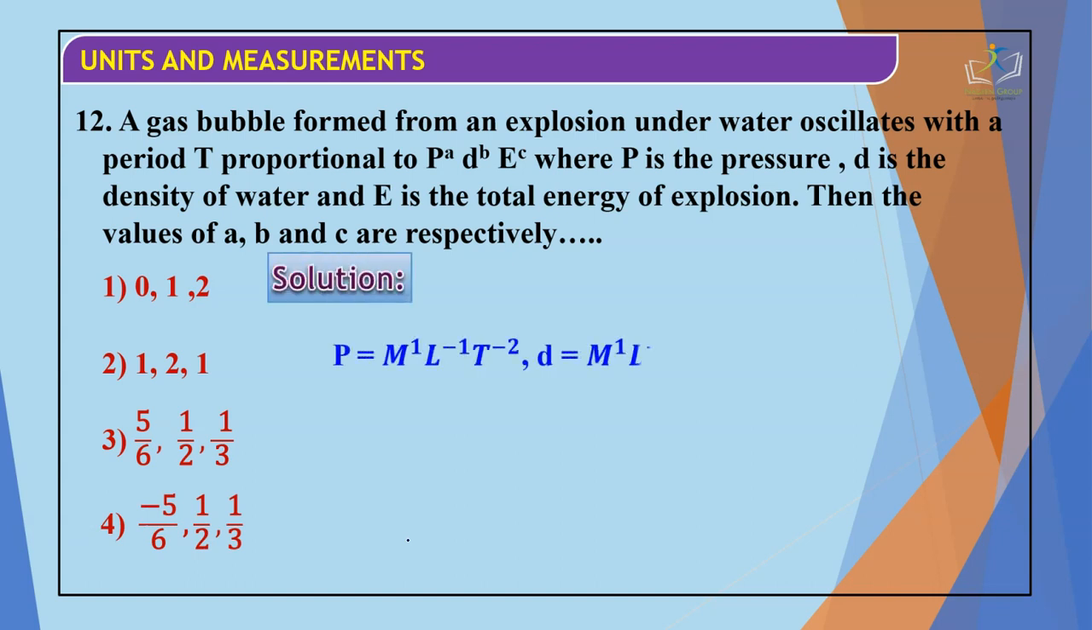Solution: what we have is P, D, and E. We put this dimensional formula in the final relation, T is directly proportional to P to the power a, D to the power b, this is P, and E to the power c.